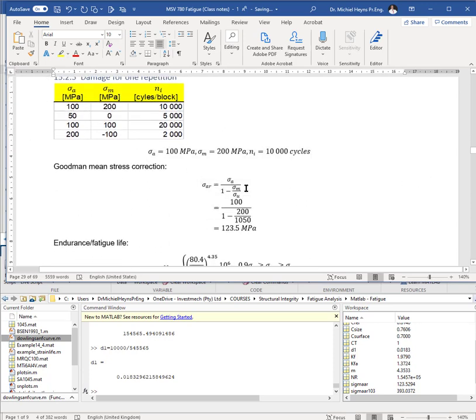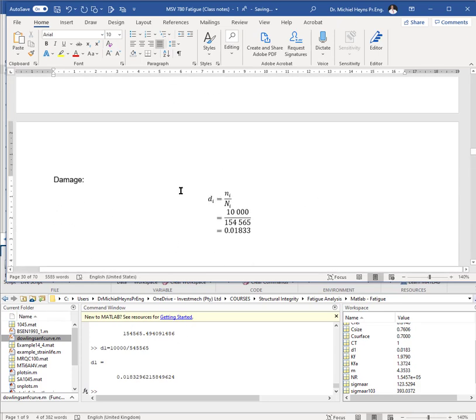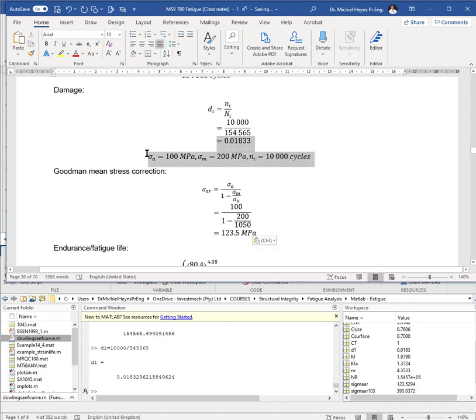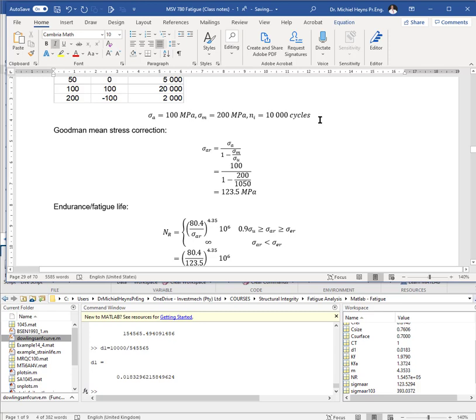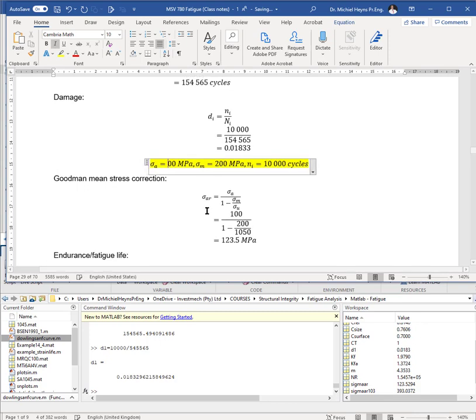So I'm going to copy this to the bottom. Control C. Now let's do the next one. Let's make this yellow so that it stands out, so that we know what we were doing. So this was this one. This will become 50, and this will become 0 mean. It was 5,000 cycles.